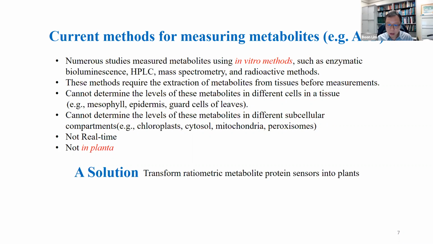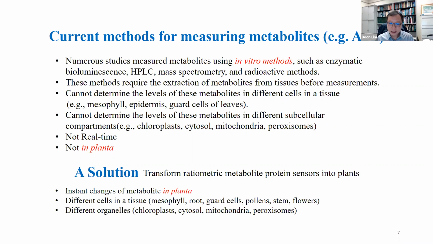A solution is to transform some ratiometric metabolite protein sensors into plants. Those sensors allow us to measure or observe instant changes of these metabolites in planta, and we can also observe the changes in different cells in the tissues or in different organelles such as chloroplast, cytosol, mitochondria, or peroxisome.